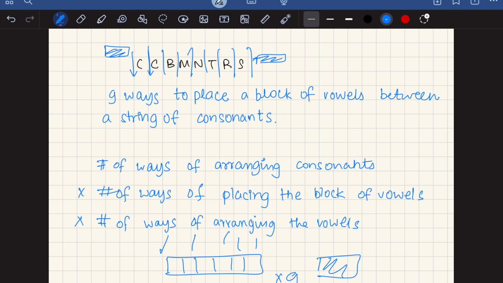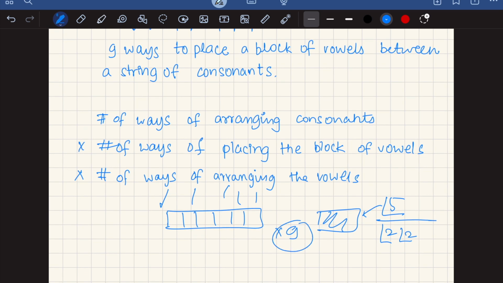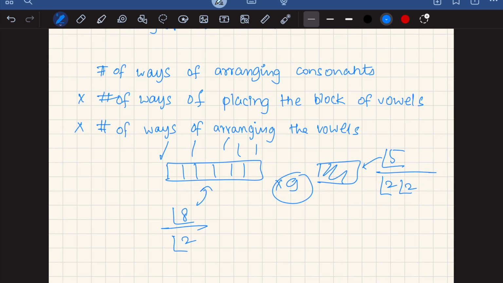So this was 5 factorial by 2 factorial 2 factorial. This was 9, and this was I think 8 factorial by 2 factorial. So this is again the rule of product. You are just multiplying all the 3 answers because all 3 are independent. I think most of you got this answer, but anybody who had a different answer, if you want any clarification, this is a good time to ask.